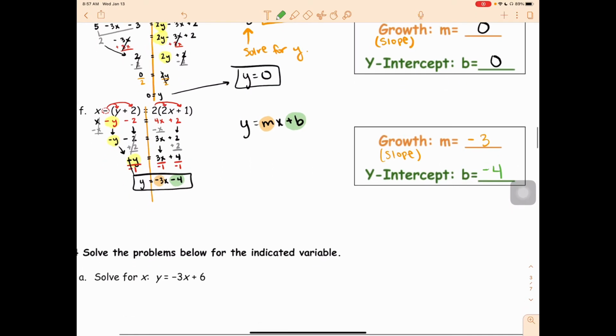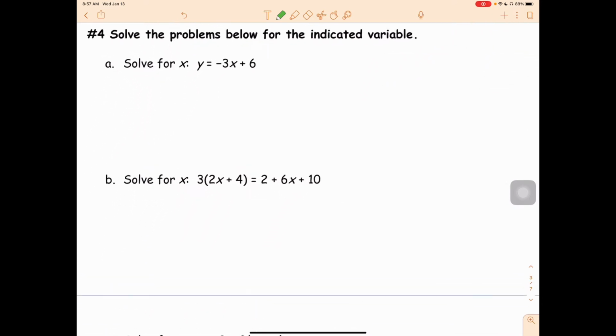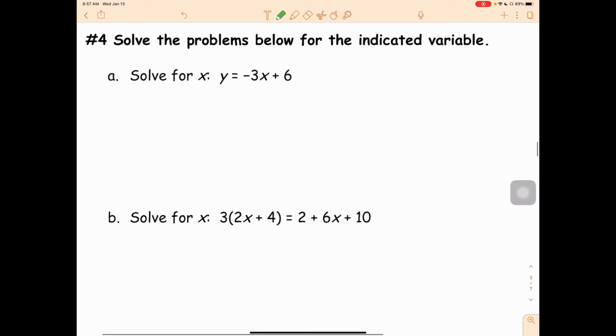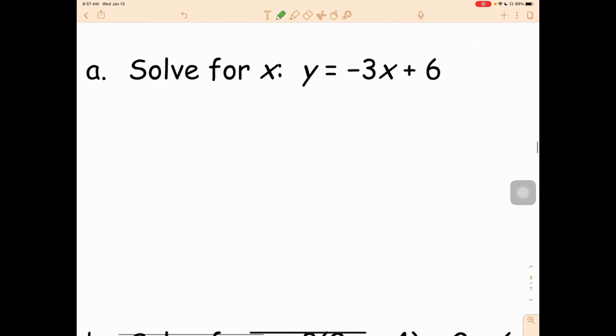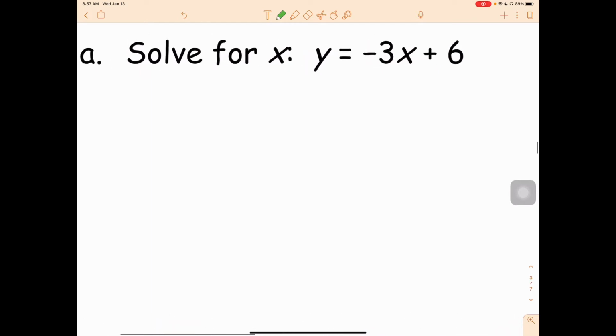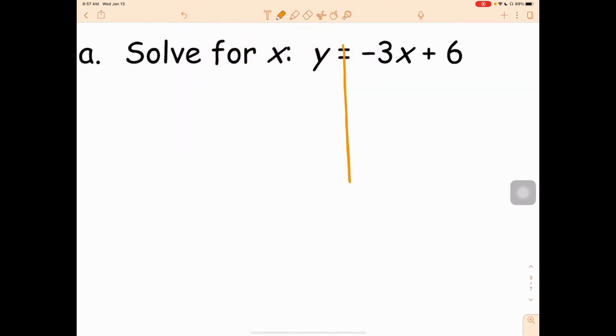Okay? So now down here it says, solve the problems below for the indicated variable. So part A says solve for x. All right, so let's go and give this a shot. So y equals negative 3x plus 6. So I'm going to go ahead and draw my line down the equal sign. And basically, I need to move everything away from this x because I want the x to be by itself because this says solve for x.